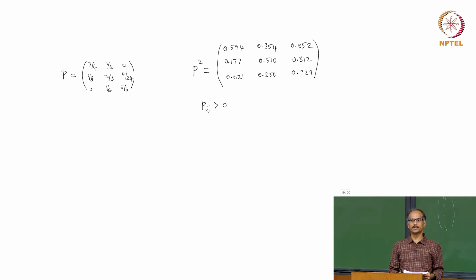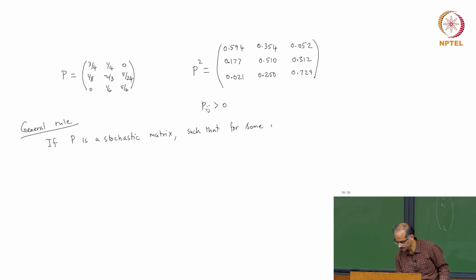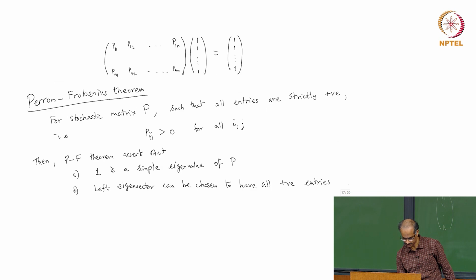So now you can write down a general rule. If P is a stochastic matrix such that for some n, P power n has all entries positive, then P satisfies condition 1 and condition 2 that we had.